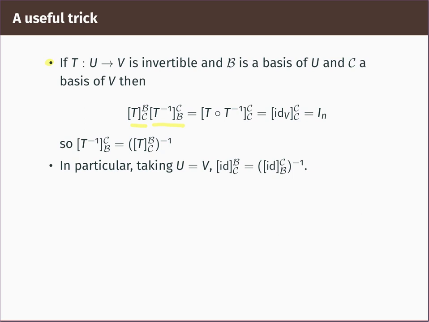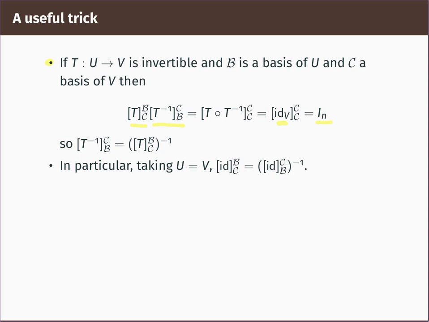So if you apply the composition theorem here, what you get is that matrix product is equal to the matrix of T composed with T inverse with respect to initial and final bases C. But T composed with T inverse is the identity on V. So what we've got is the matrix of the identity with respect to the same initial and final bases, and as we've seen before, that is the identity matrix. So here n is the common dimension of U and V.